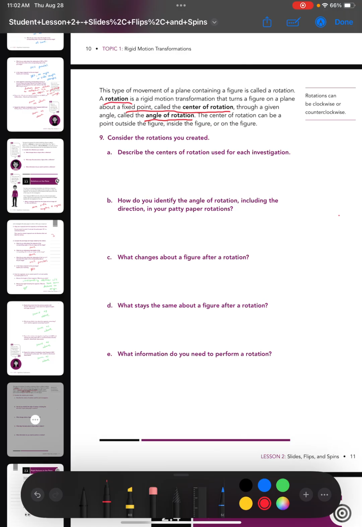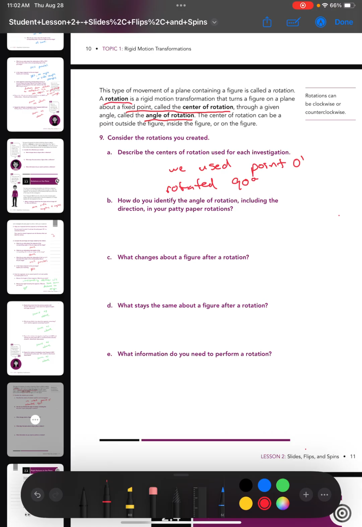So 9, consider the rotation that we just created. Describe the centers of rotation used for each investigation. So, for example, we used point O1 and rotated 90 degrees on that first example.